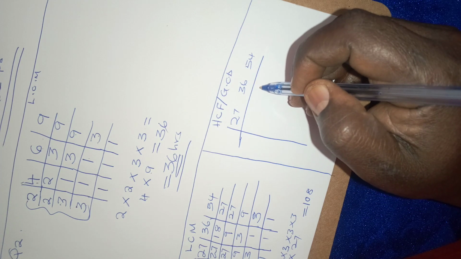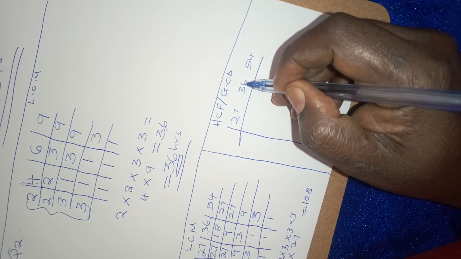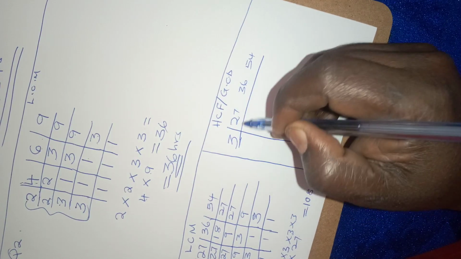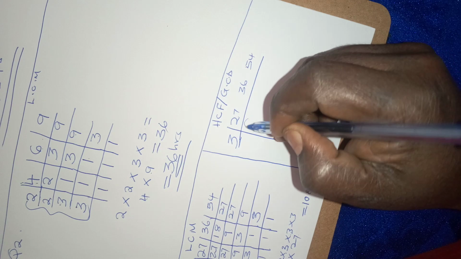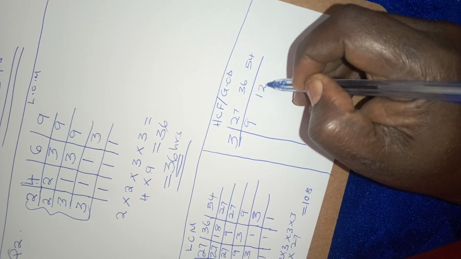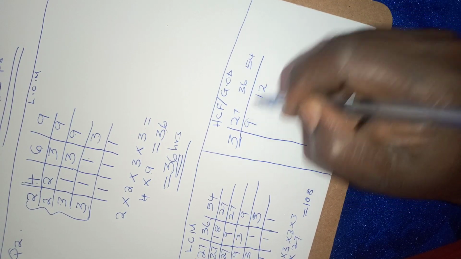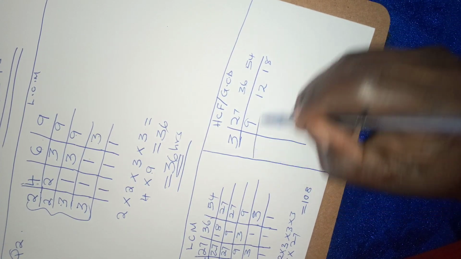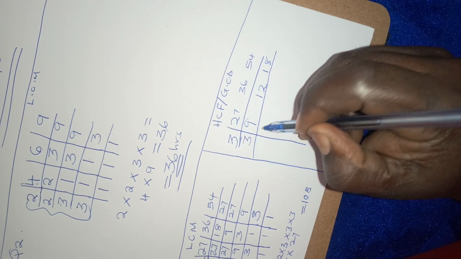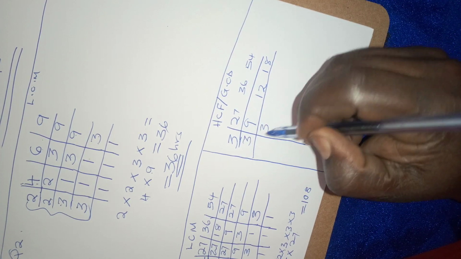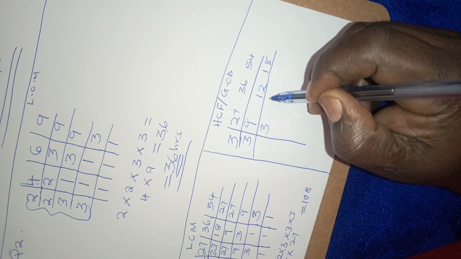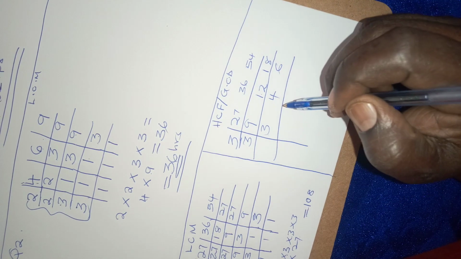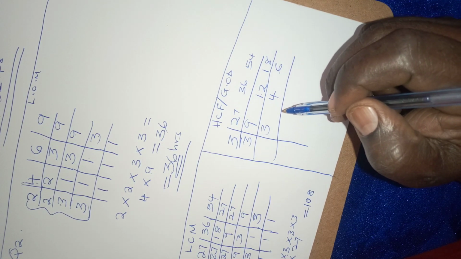So 2, we can divide 36 by 2, but not 27 and 54. So we are not going to use 2, but we shall use 3, because 27 divided by 3 is 9, 36 divided by 3 is 12, 54 divided by 3 is 18. Again, we can use 3, because 9 divided by 3 is 3, 12 divided by 3 is 4, 18 divided by 3 is 6.